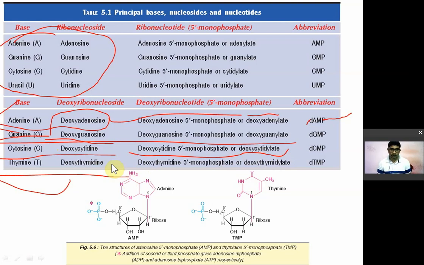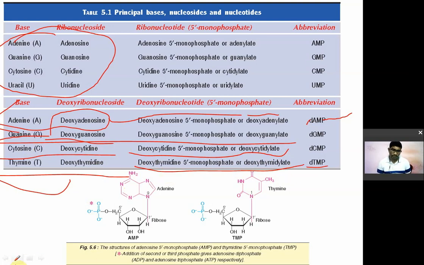Now thymine जब deoxyribose शुगर के साथ में ग्लाइकोसाइडिक बॉन्ड फॉर्म करेगा उसको बोलेंगे deoxythymidine. Okay? Deoxythymidine, that is a deoxyribonucleoside. और उसका अगर फॉस्फेट ग्रुप ऐड होगा तो deoxythymidine 5' monophosphate or deoxythymidylate. So you can see over here again.